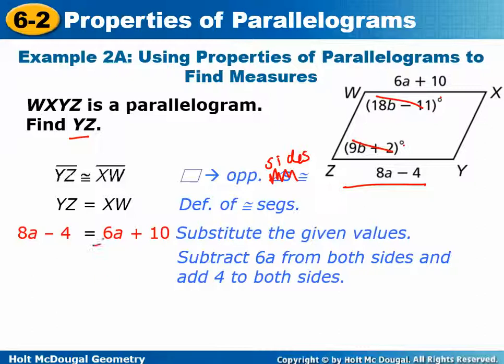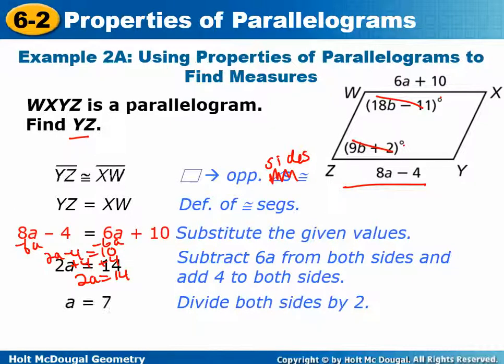So let's see, I'll subtract 6a, and I'll get 2a minus 4 equals 10. Add 4, and you get 2a equals 14. So a is equal to 7. And once we know that a equals 7, we can plug that into the expression for YZ, which is 8a minus 4. So 8 times 7 is 56, minus 4 is 52.